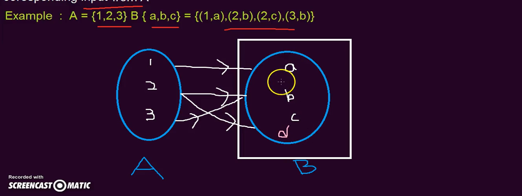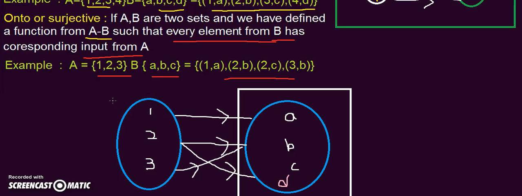So every element should have an input value from A. Then that function is known as an onto function.